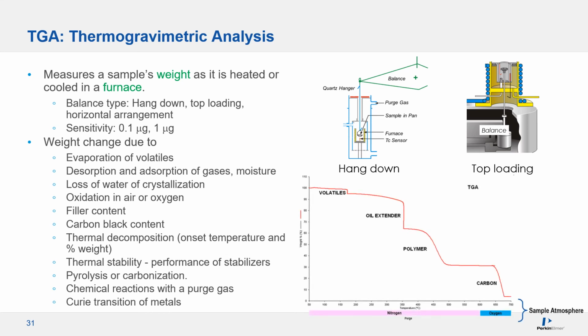This example shows the TGA analysis of a rubber material. You can see the weight loss due to evaporation of moisture, volatiles, oil exchanger, polymer decomposition in the inert nitrogen purge. When a gas is switched from nitrogen to oxygen, carbon is burned. There could be ash at the end from inorganic ingredients if there's any.